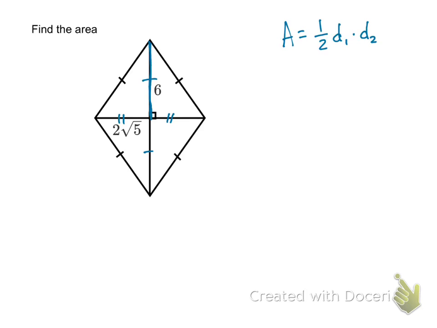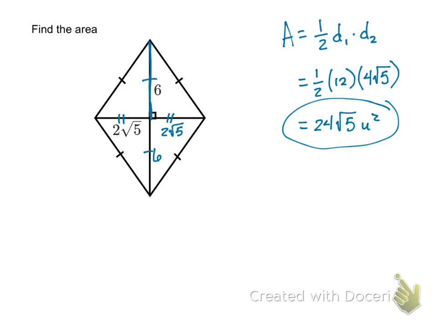So that means diagonal 1 is going to be 12. 6 times 2 is 12. And diagonal 2 is 4 square root of 5. Remember, we just multiply this by 2, multiply this by 2. There. Okay, so we end up with 24 square root of 5 units squared.